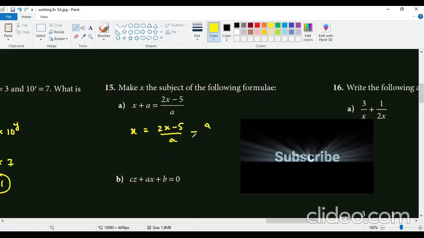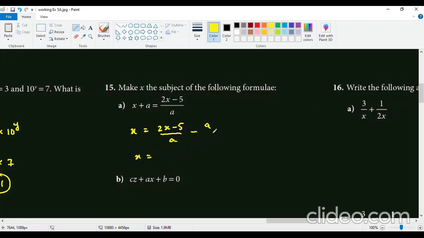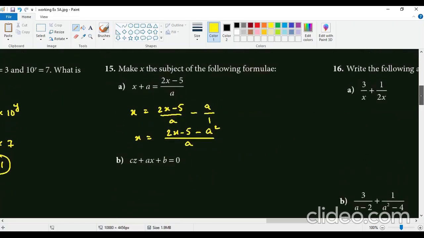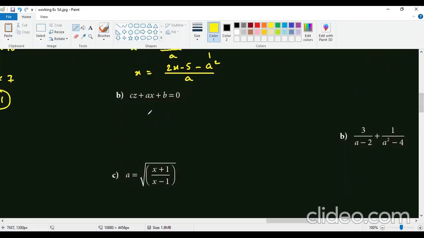Moving on to the next step, I'm going to take the LCM, because this I consider as 1. So when a is the LCM, I'm going to be doing minus 5 and minus a square. So this is going to be your answer. In all the questions, x should be the subject of the formula. That means ax equals minus b minus cz, and x equals minus b minus cz over a. This is going to be your final answer.